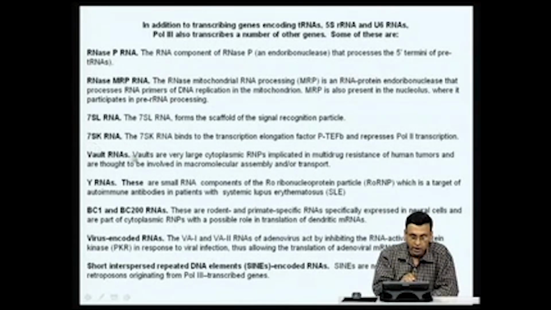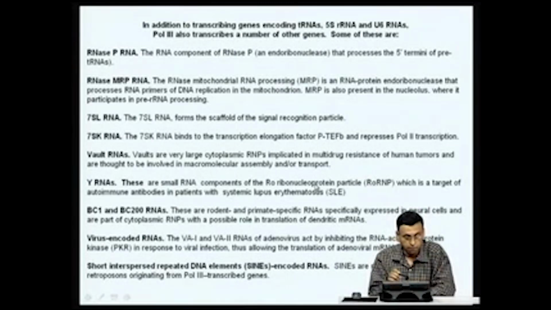Similarly, you have 7SK RNA, which binds to the transcription elongation factor P-TEFb and is involved in repression of Pol II transcription, and this regulatory RNA is also made by RNA polymerase III. Similarly, there are what are called Vault RNAs, which are large cytoplasmic ribonucleoproteins implicated in multi-drug resistance of human tumors and are thought to be involved in macromolecular assembly and transport. So, the RNA components of these ribonucleoproteins are also made by RNA polymerase III.